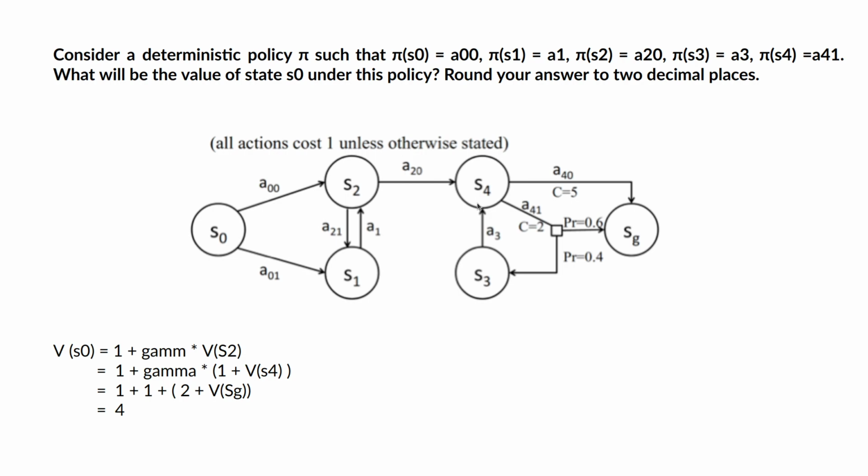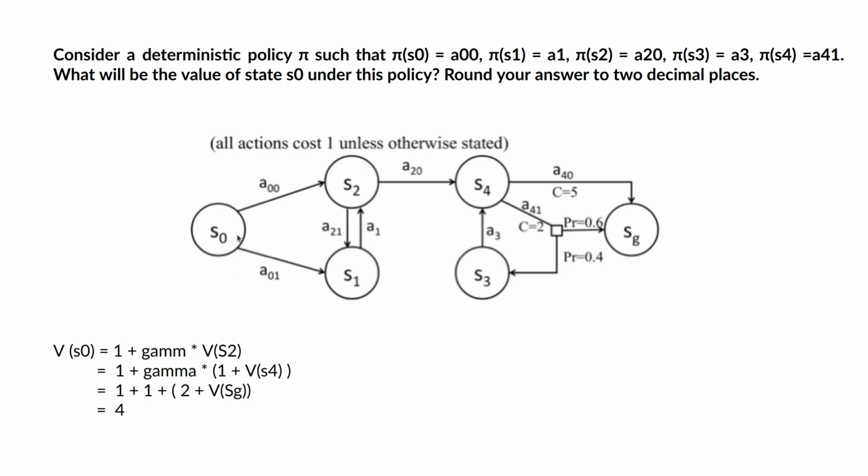So what is it asking? It is asking about pi of S0 is A00, meaning you are in S0, the optimal action is A00. You are in S1, the optimal action is A1, go to S2. This is how they have defined the policy. It asks what will be the value of state S0 under this policy. Round the answer to two decimals. So it is asking what will be the value of S0. We just calculated.